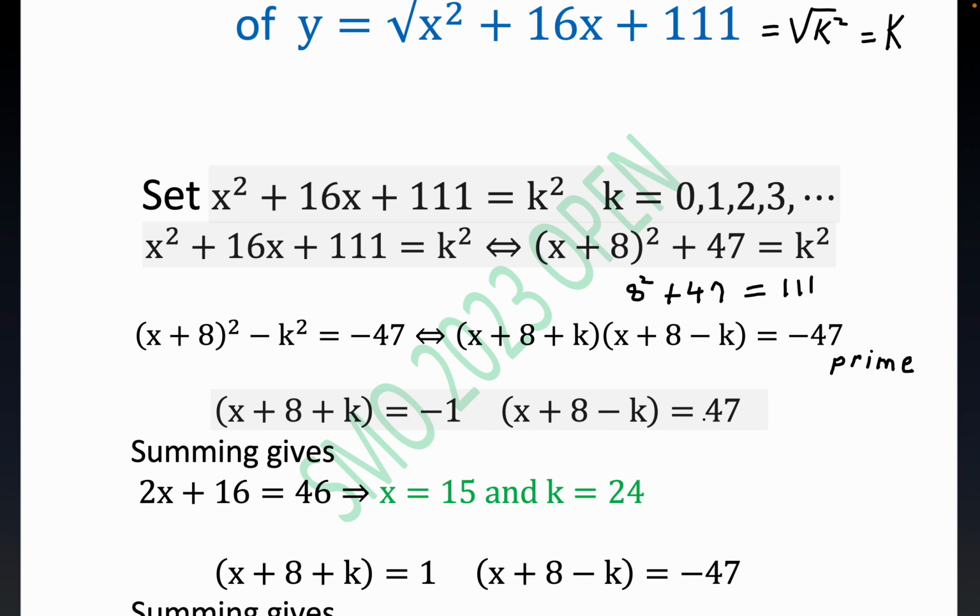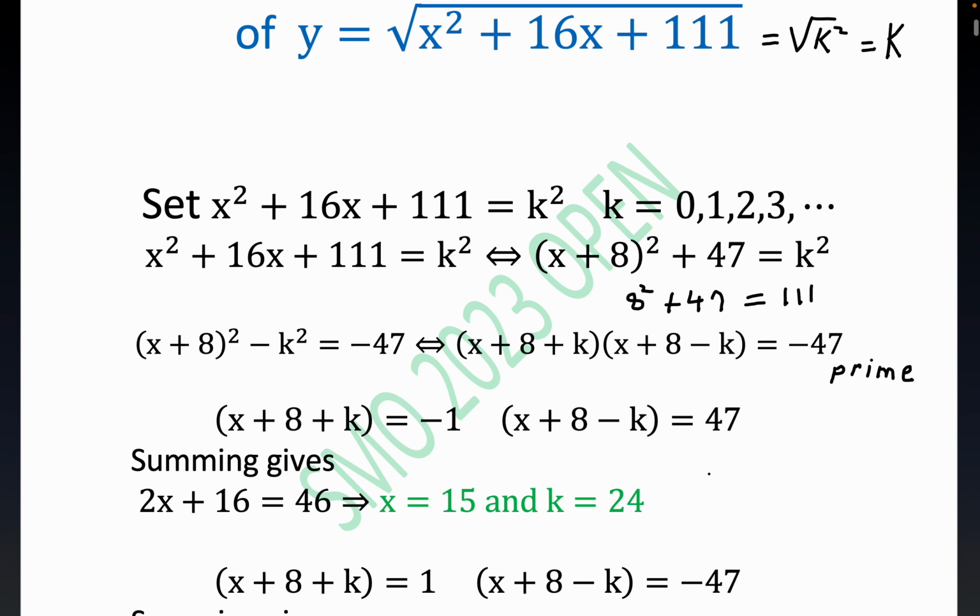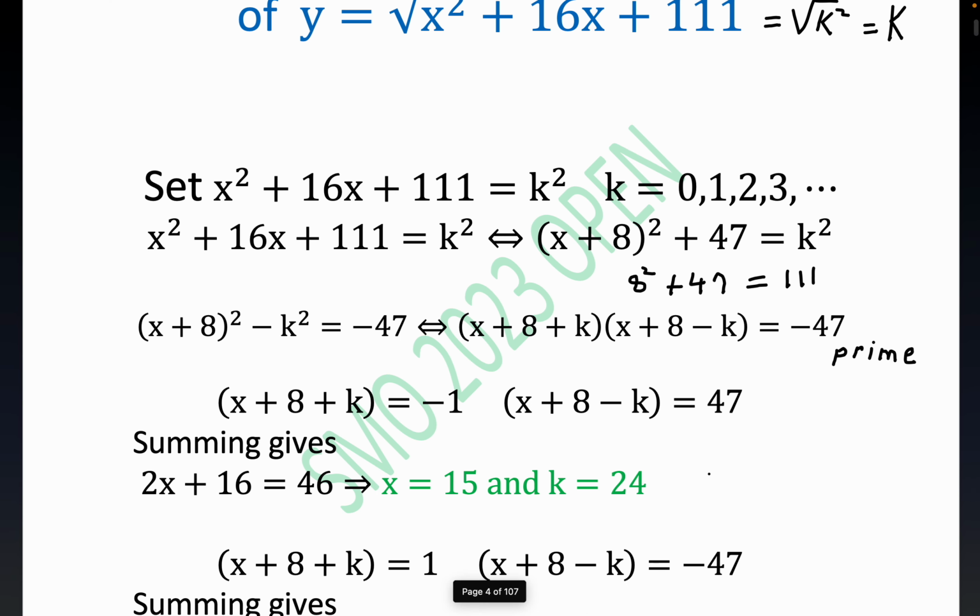The thing that happens right here is when you sum, you see how these k's self-eliminate? So we actually sum these two equations. And when you sum these two equations, -1 plus 47 is 46, and all that's left standing on the left-hand side is 2x plus 18. This leads to x equals 15 and k is equal to 24. So we see that (15, 24) is a lattice point.